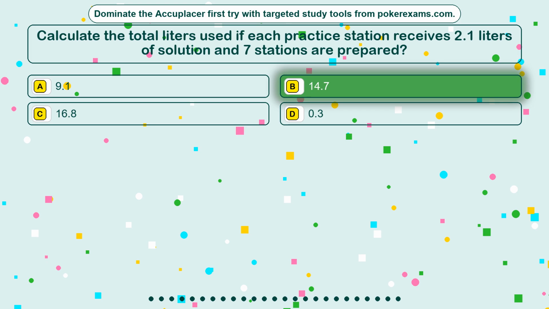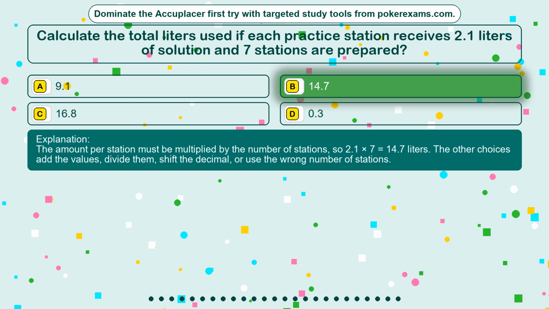The correct answer is option B, 14.7. The amount per station must be multiplied by the number of stations, so 2.1 times 7 equals 14.7 liters. The other choices add the values, divide them, shift the decimal, or use the wrong number of stations.